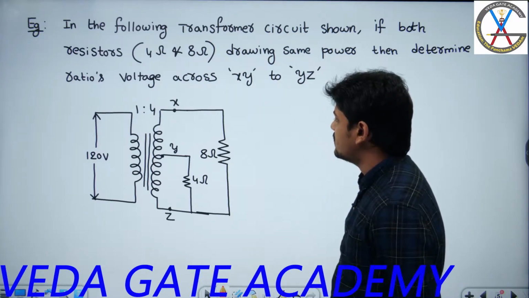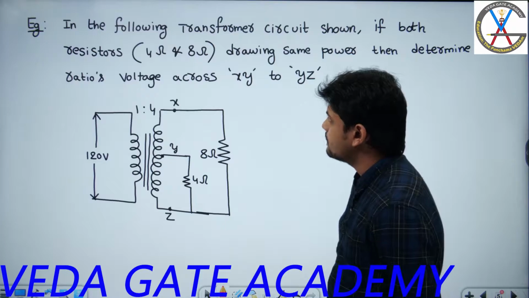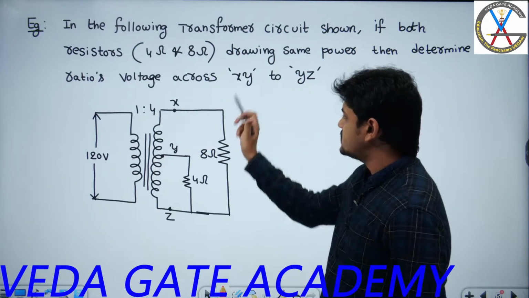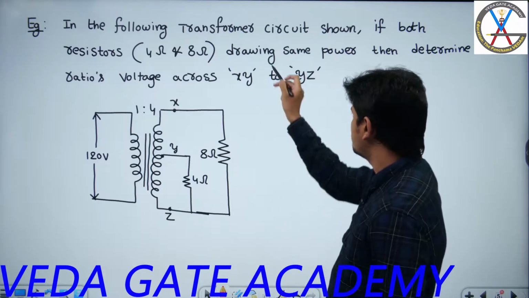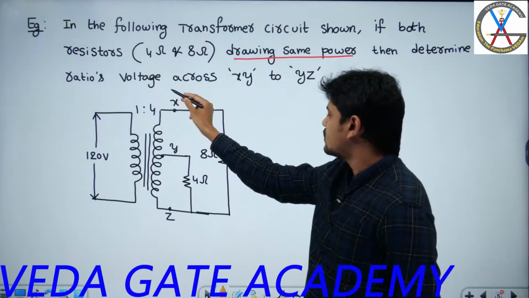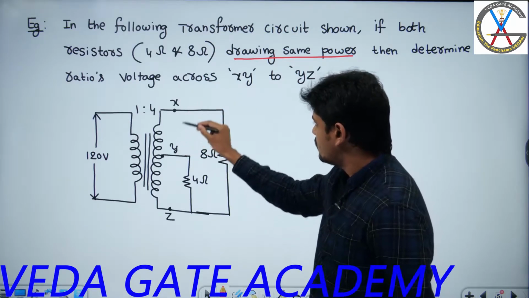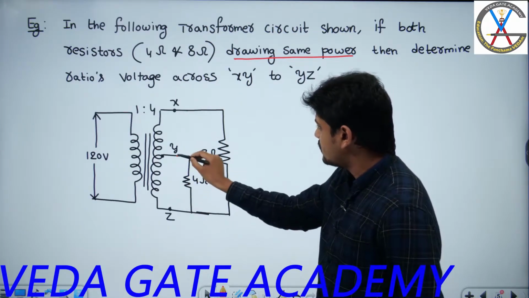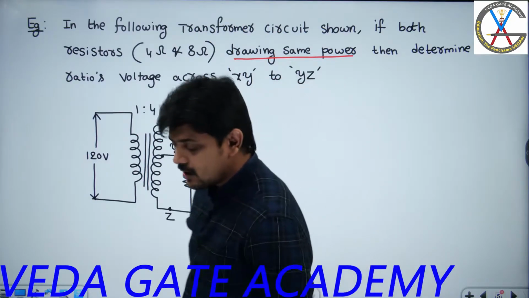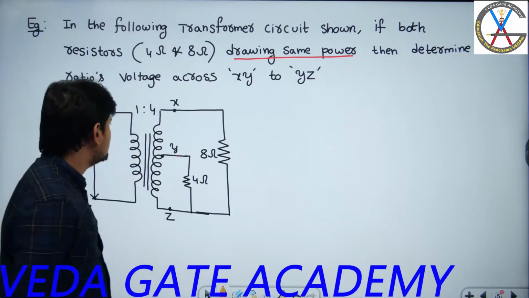Right. So let us try to see this particular question, read the question. In the following transformer circuit shown, if both resistors, this 4 ohm and 8 ohm resistors, are drawing same power, then determine the ratio of voltage across XY to YZ. That means you need to determine the ratio of voltage across XY to voltage across YZ. Right. How to approach this question?